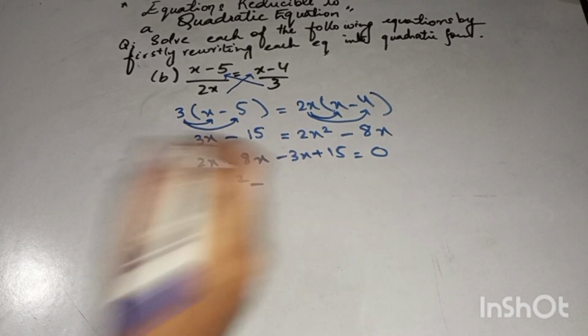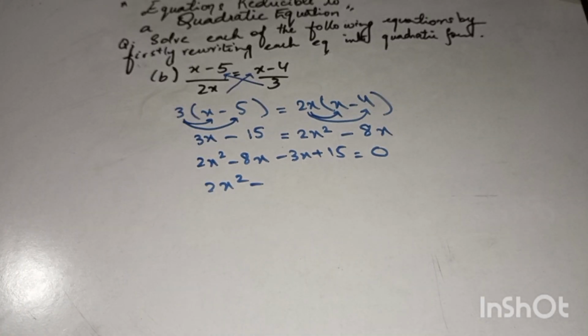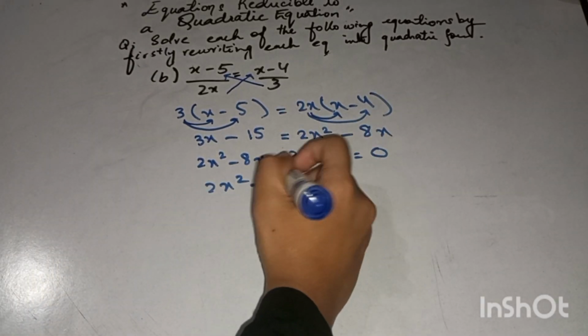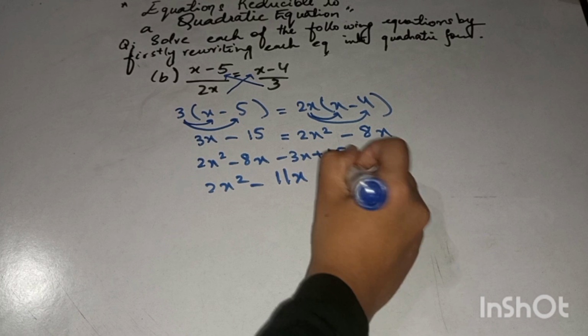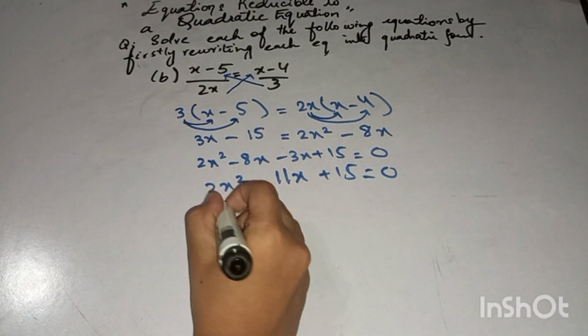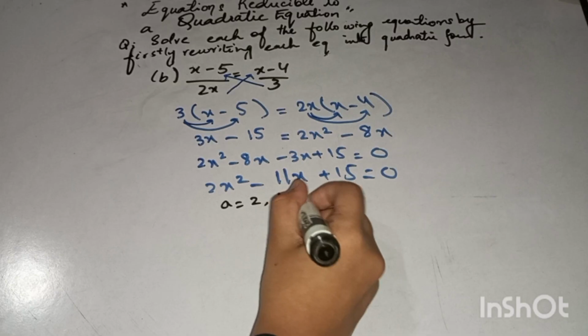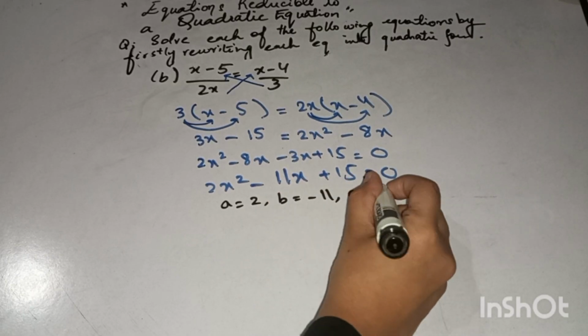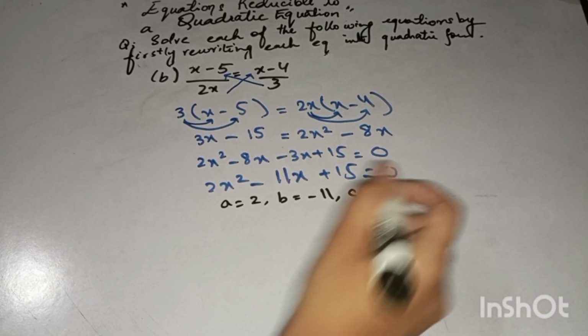So finally you will get minus 11x plus 15. So you can see that A equals 2, B equals minus 11, and C equals plus 15, right?